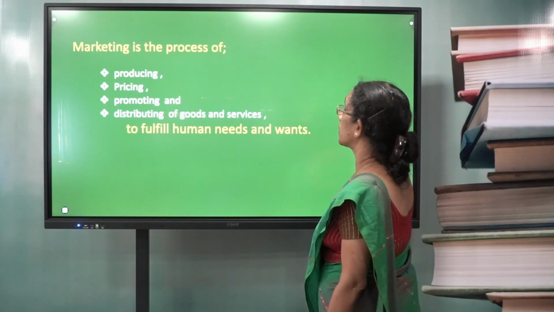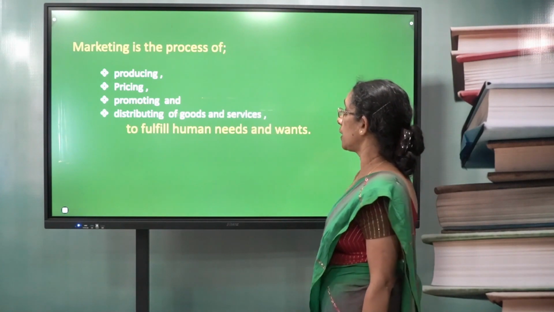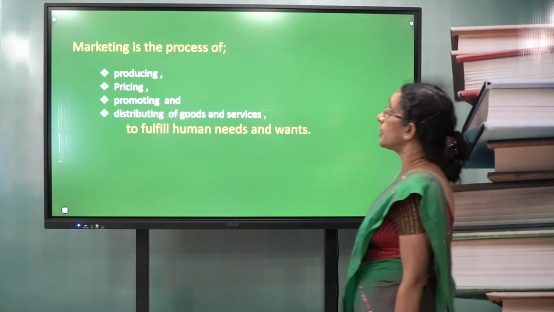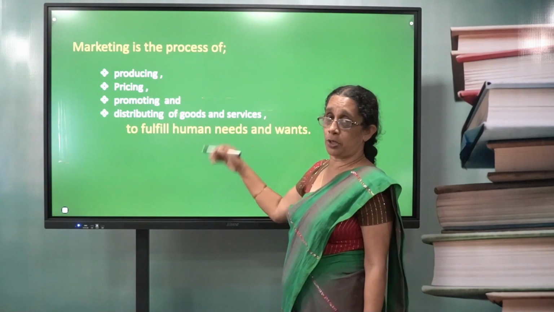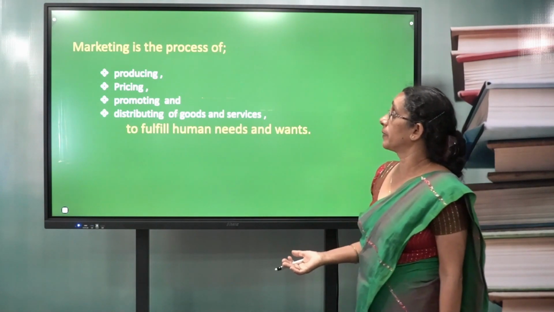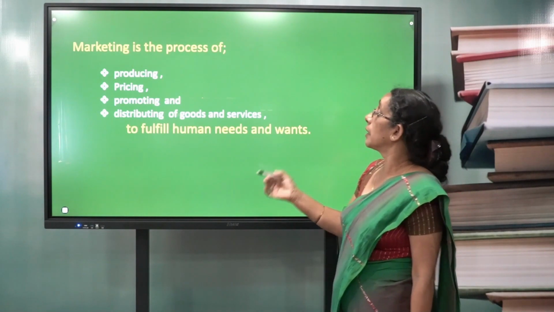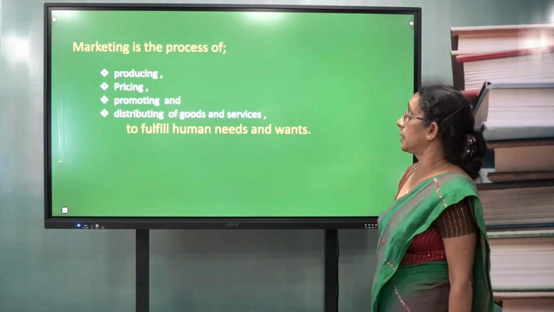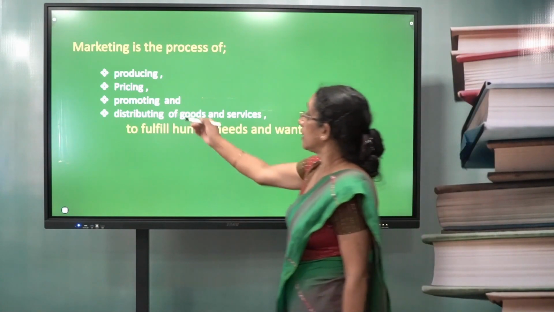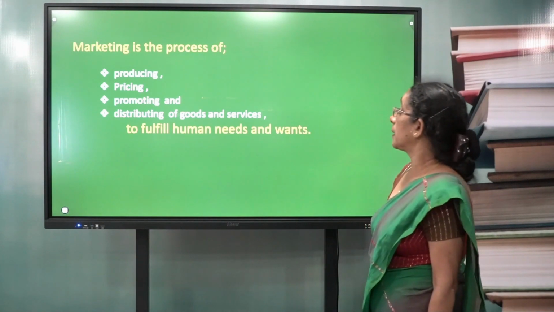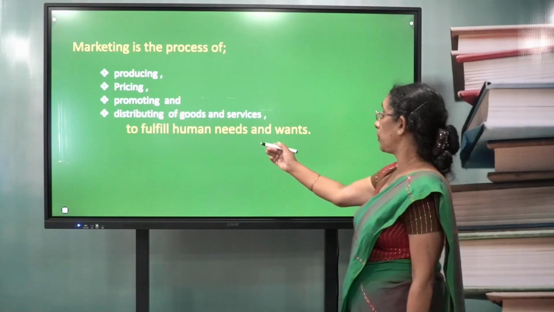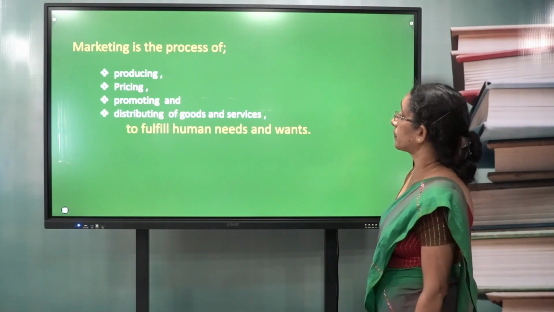Yes, marketing is the process of producing, pricing, promoting and distributing of goods and services to fulfill human needs and wants. This is the definition of marketing. Marketing has various activities. These activities are designing and producing a product, then setting a reasonable price, promoting the particular product, and distributing goods and services to fulfill human needs and wants.